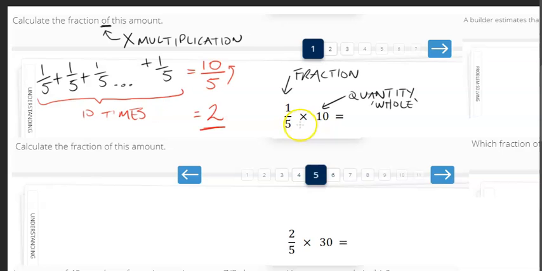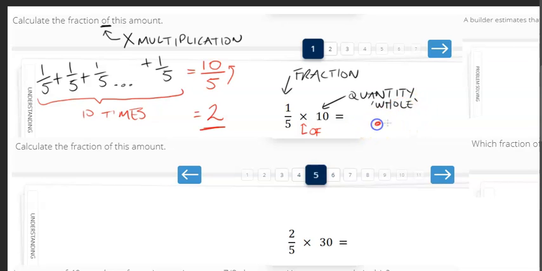But if I change this times to an "of", this is saying that 1/5 of 10 is 2. And that terminology-wise makes more sense. 1/5 of 10 is 2.